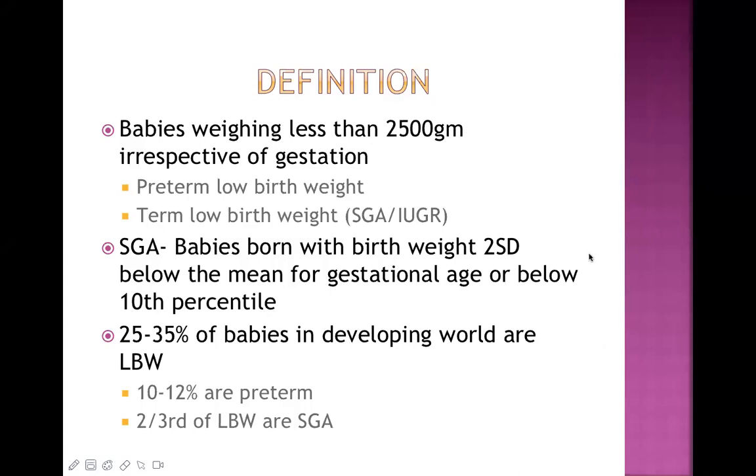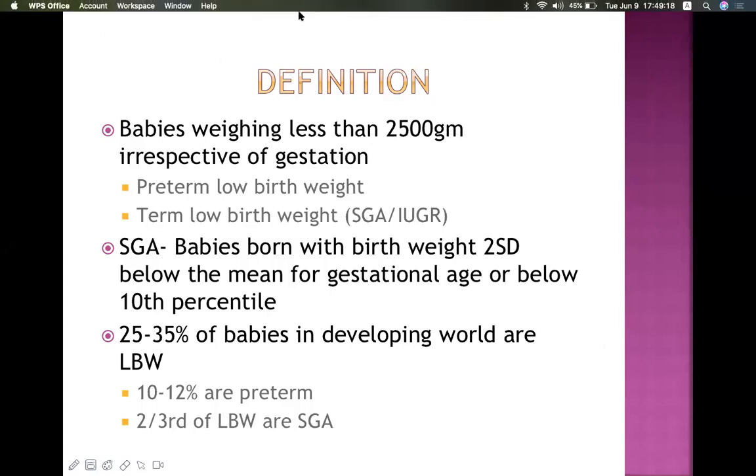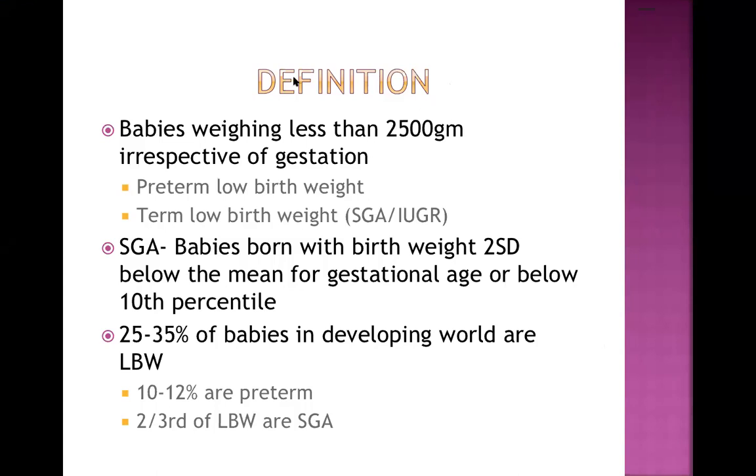Now, low birth weight is defined as, at the time of birth, if any baby is having birth weight less than 2500 gram, irrespective of the gestation. We don't care if that baby is born before 37 week, if the baby is born at 32 week or 40 or 42 week, whatever. If the weight is less than 2500 gram or 2.5 kg, then it is called low birth weight or LBW.